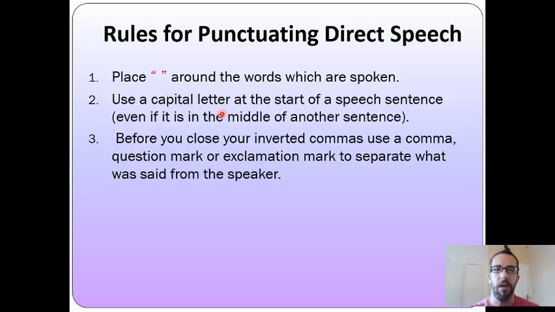And finally, before you close your inverted commas, you must use a comma, a question mark, or an exclamation mark to separate what was said from the speaker. And again, I will show you some examples of what that means. But in everything that is said, you're either going to use a comma, a question mark, or an exclamation mark. And obviously, if it's something that the person is just saying, like a statement, it might be a comma, or if they're really shouting it out loud, it might be an exclamation mark. But if the thing that they're saying is a question, it's going to need a question mark.